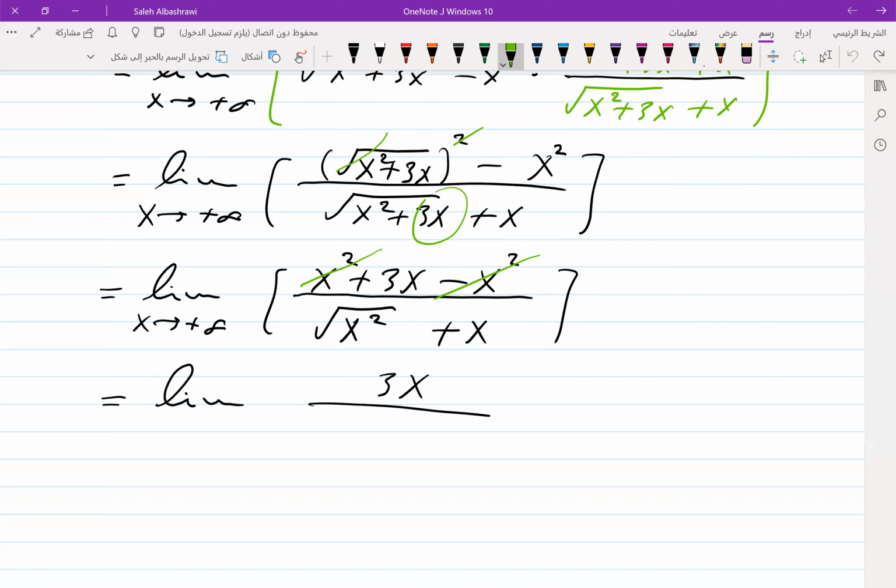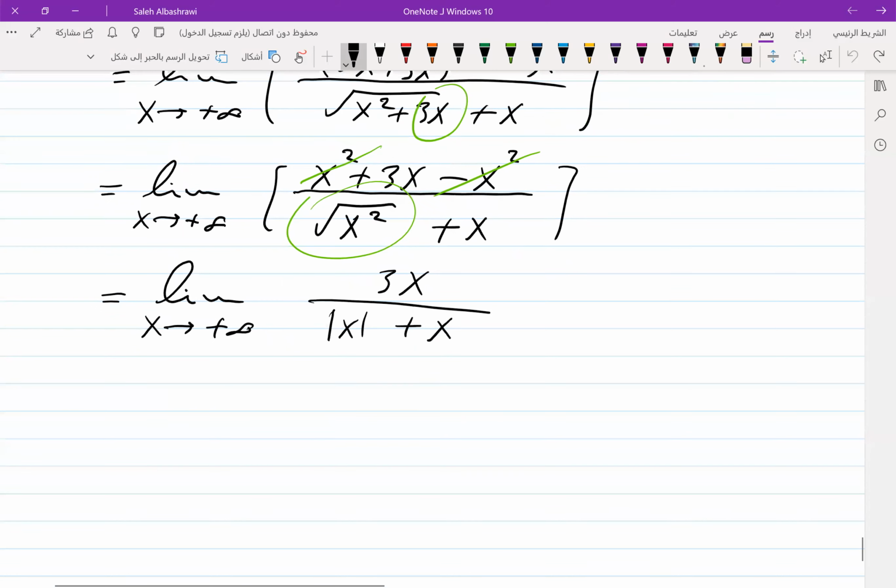For the denominator, since I have a square root, I will take the x outside the square root and it will be the absolute value of x. This is by the definition, as x goes to plus infinity. And since x goes to plus infinity, we can take x from the absolute value of x as x without any change. From the definition of the absolute value, it can be x or minus x, depending on the value of x. If x is positive, it will be x. If x is less than 0, it will be minus x. And in our case, x goes to plus infinity, so it is positive.